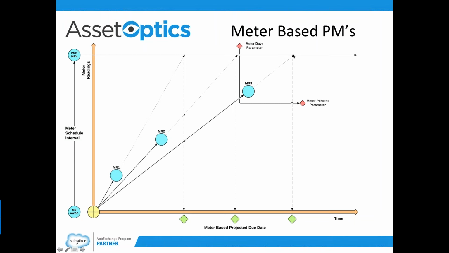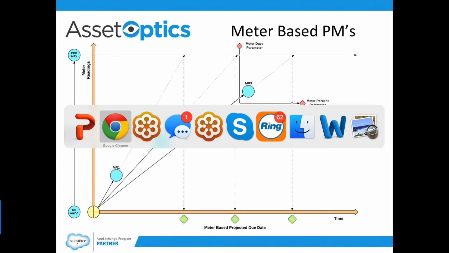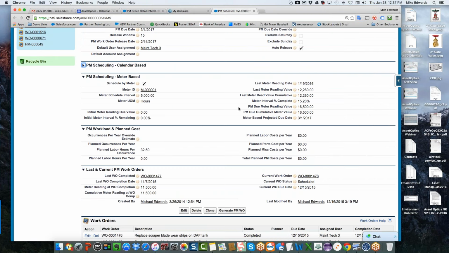And then we'll revisit it when we get down to those last few days anyway, because maybe a 10% variance in the meter reading isn't that material. Okay, so that is all configurable, based upon your business needs. So as an example, we can see here that this one is due on March the 1st, 2017.